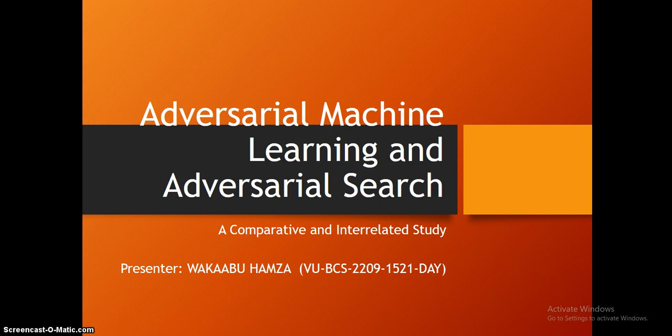Today we'll explore how adversarial machine learning and adversarial search are related. Both deal with competition and strategy, but in slightly different ways. Let's dive into their core concepts and connections.